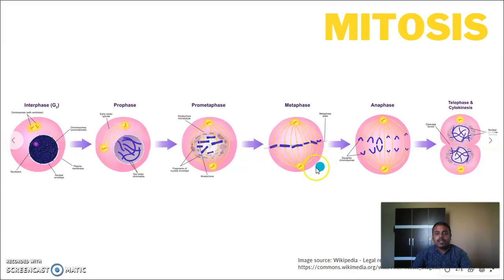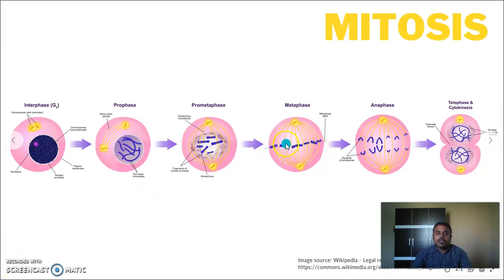In metaphase, your chromosomes arrange in the metaphase plate. This center line is what we call the metaphase plate. In this line all your chromosomes will align, and in the center part of your chromosome you will have a thing called the kinetochore. This kinetochore is going to get joined with your spindle fibers.